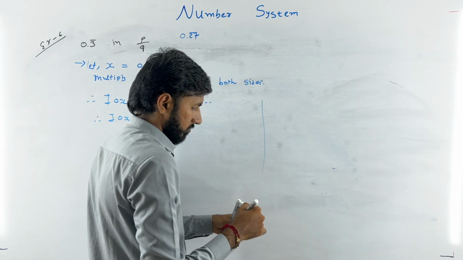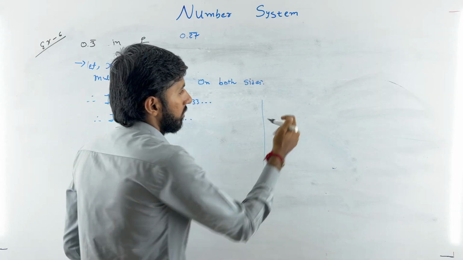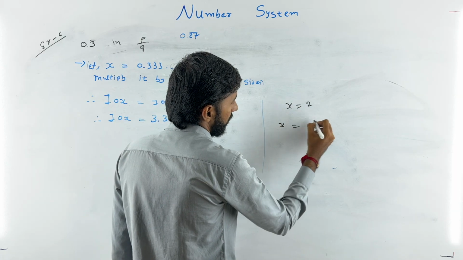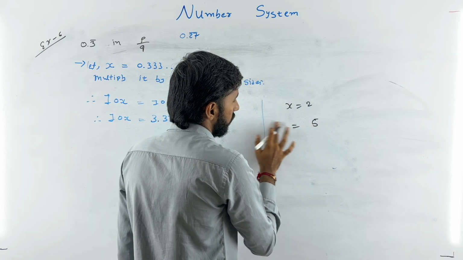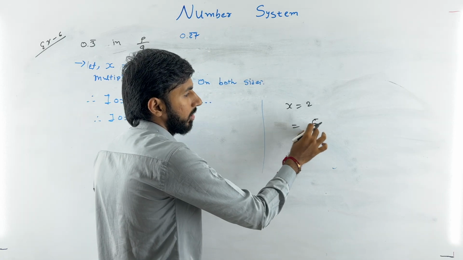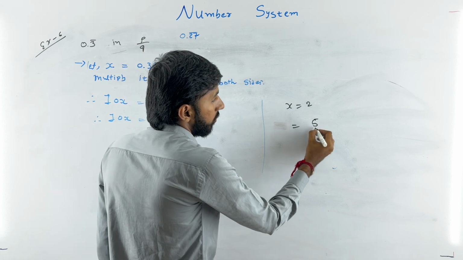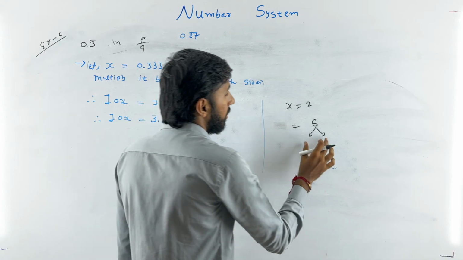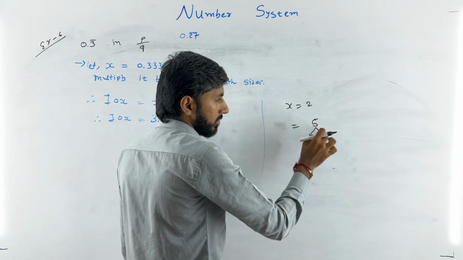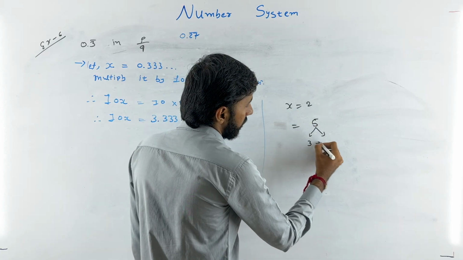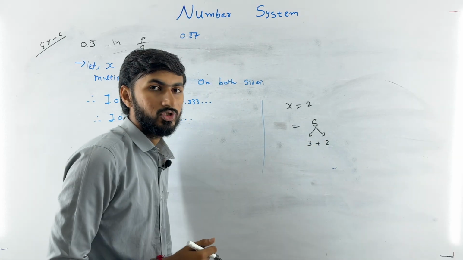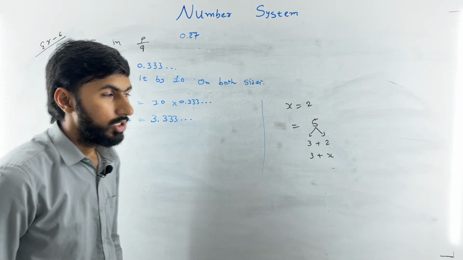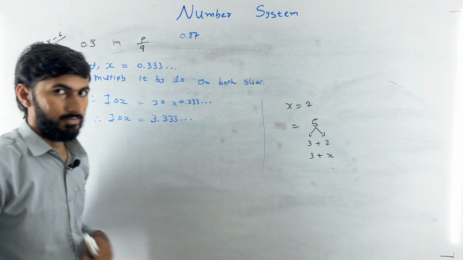Now just assume that x equal to 2 and I get 5. So I have to separate 5 in such a way that I can use this x here. If I write 5 in the form of 3 plus 2, I can write x here because x equal to 2. I will do the same steps here.